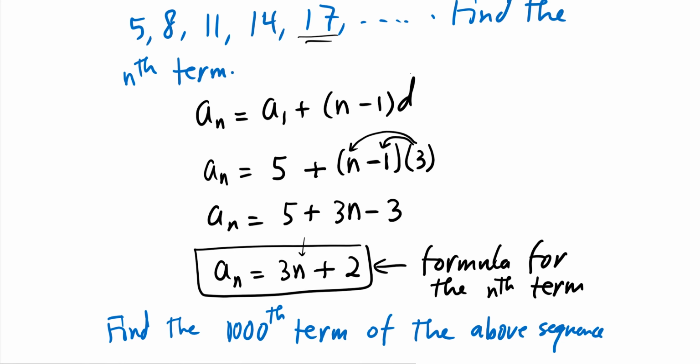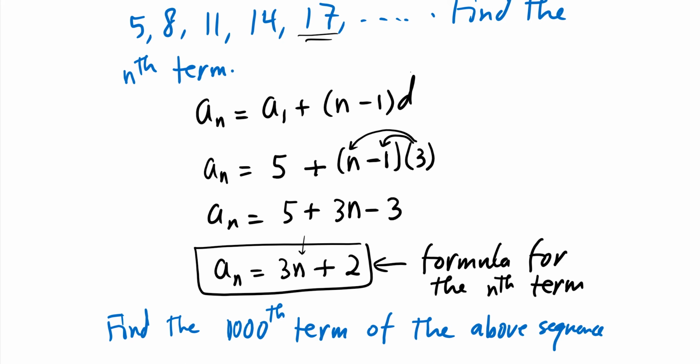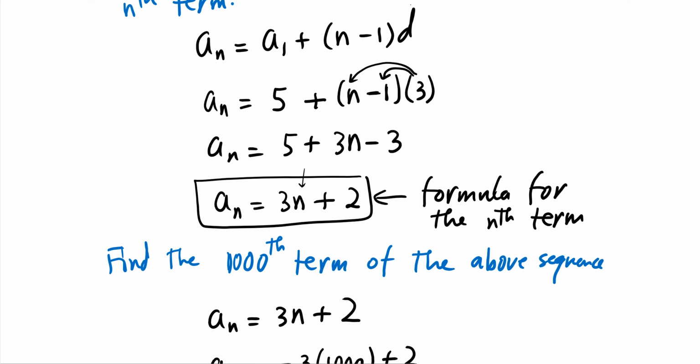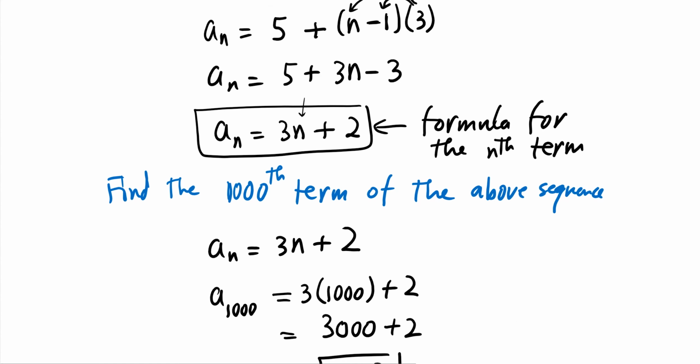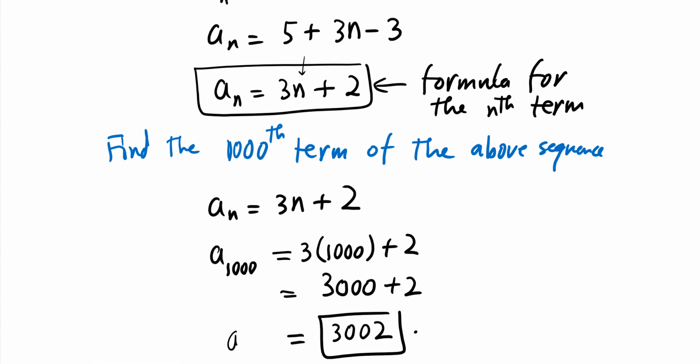Now, how does that help us? So if they ask us to find the 1000th term, imagine if you had to go back to the top of this page and start adding 3 every time. Adding 3, another 3, another 3, that will take forever. So what we can do is substitute n equals 1000 into the formula we obtained in this box. So that becomes 3 times 1000 plus 2. That's 3002. See how easy this becomes? I don't have to go back and add 3 a thousand times. The formula made it easier for us.